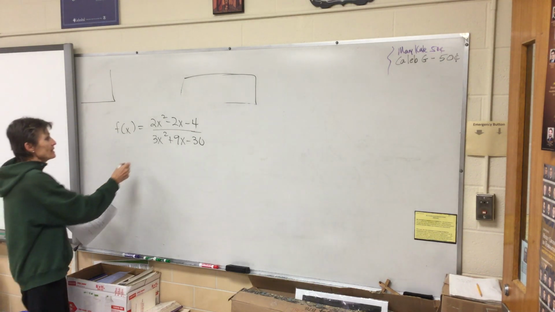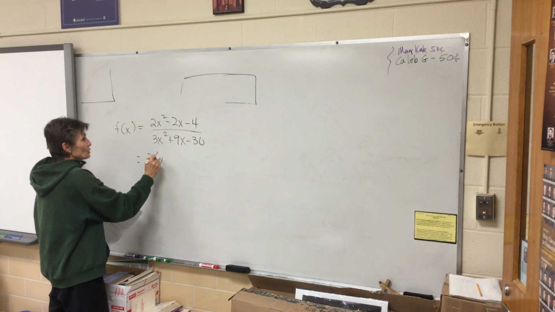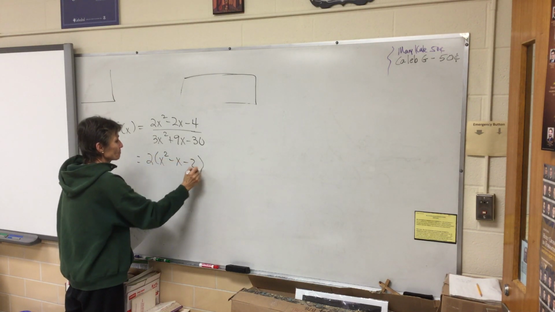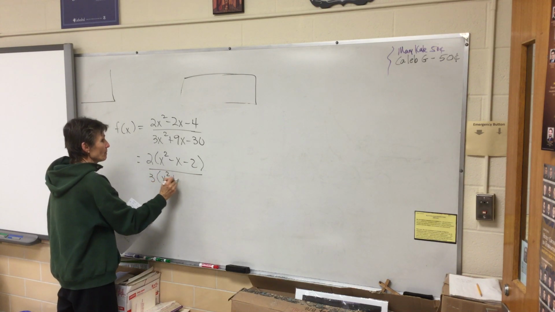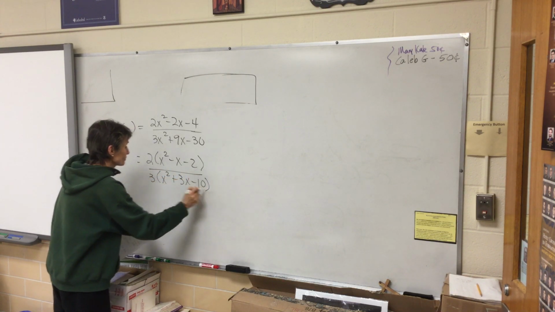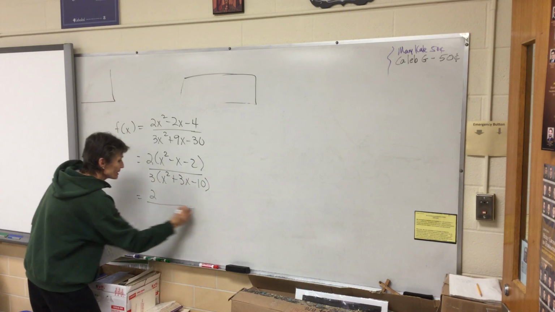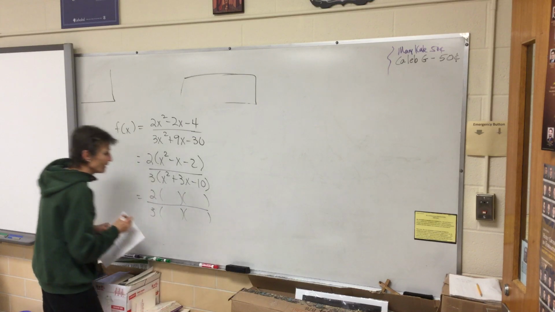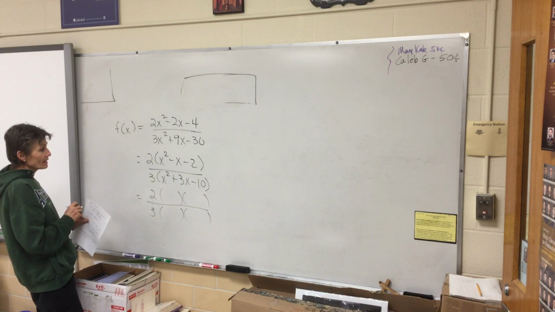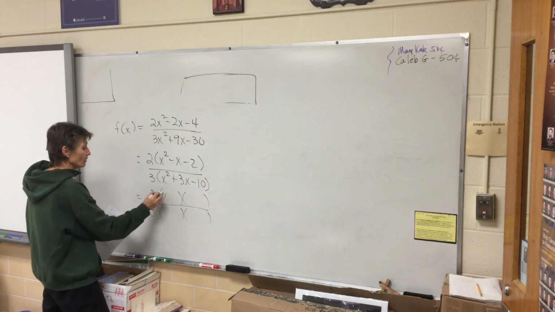So obviously we're going to need to factor it. I'm going to pull a 2 out of everything on the top and a 3 out of everything on the bottom. And then I'm going to factor everything. Now I've got to keep the 2 and the 3. They're going to be important here in a little bit. But I'm going to go ahead and factor this trinomial.